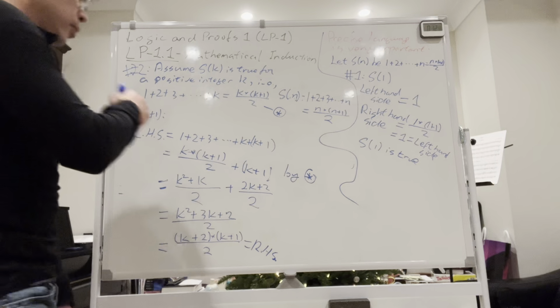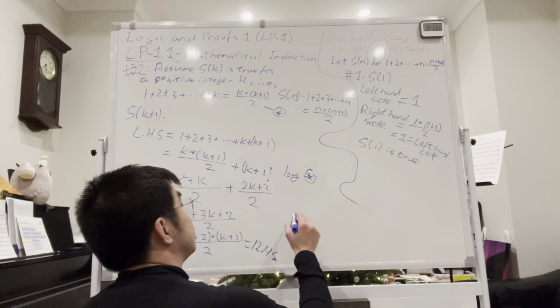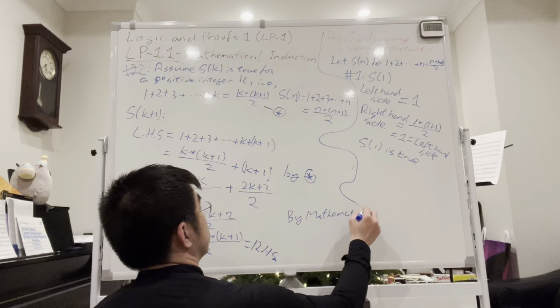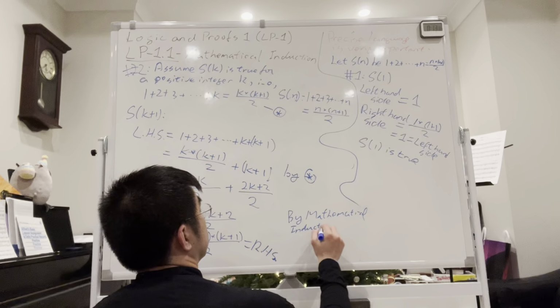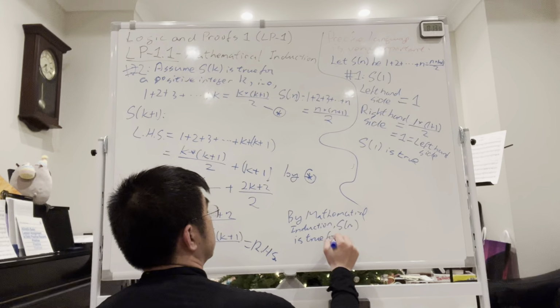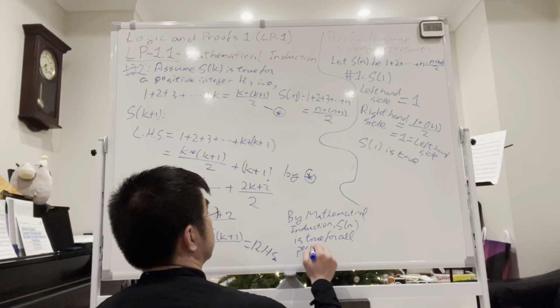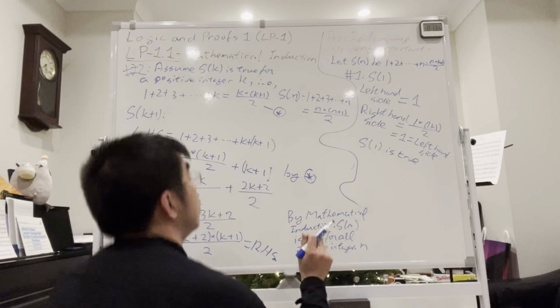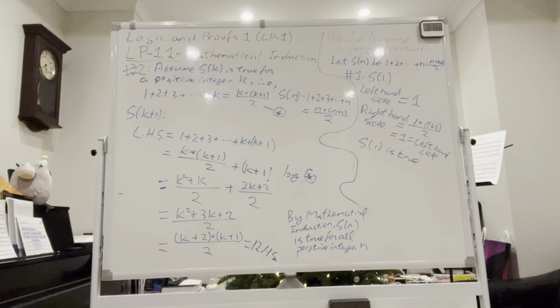And the final sentence that you need to say, again, this is very precise language. You say by mathematical induction, S of n is true for all positive integers n. I'm going to explain why this works. Why does mathematical induction even work? But before I do that, I want to take maybe a 20-second pause for you to look at this before I explain to you why this actually works.